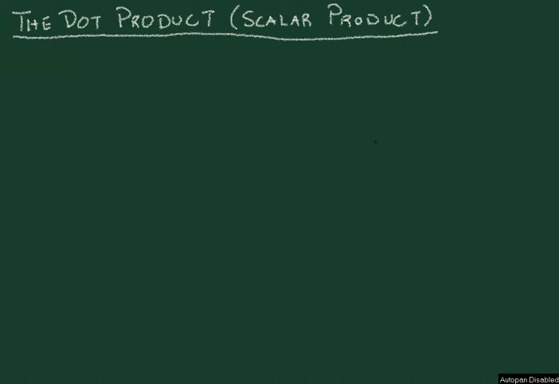So we've talked about adding and subtracting vectors. We haven't talked about multiplying them yet. And there's actually two different ways that we can multiply vectors. So the first method is called the dot product, and that's what we're going to talk about today. The second method is called the cross product.